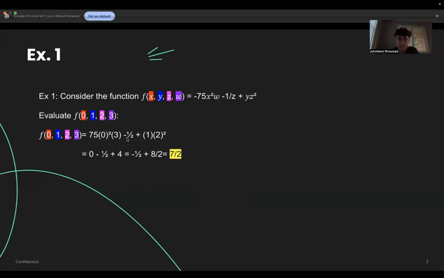Awesome. Next, you have negative 1 over 2 plus 1 times 2 squared. 1 times 2 is 2. 2 squared is 4. So we have negative 1/2 plus 4 equals negative 1/2 plus 8 over 2, which equals 7 over 2. Now, where did we get the 8 over 2? Great question. So 4, whole number right here, that has an imaginary 1 under it.